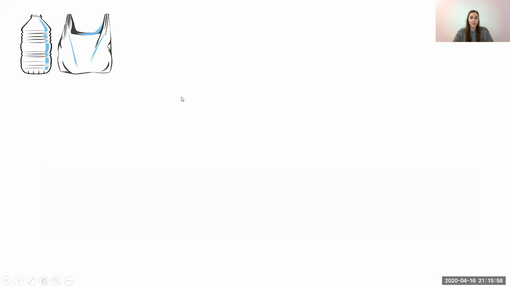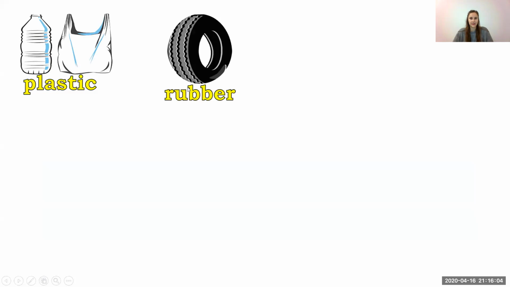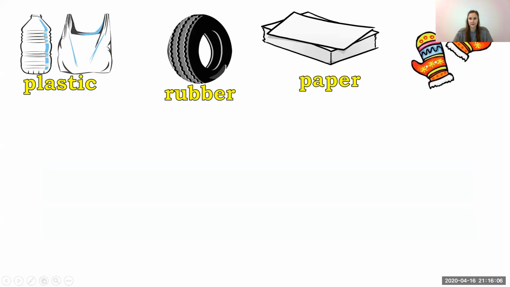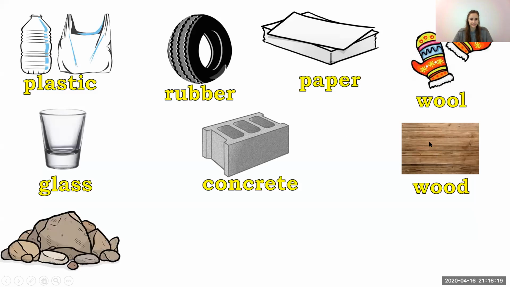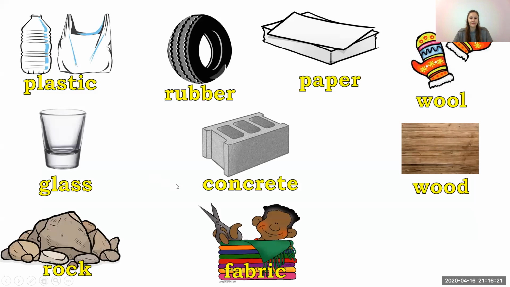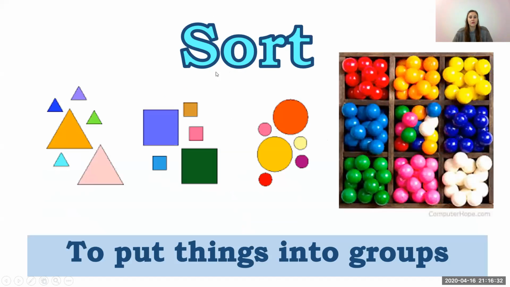So do you remember all the different types of materials? We get plastic, rubber, paper, wool that comes from a sheep, glass, concrete to make walls and floors, roads, wood, rock, fabric, okay, and metal. Remember, there are many different other types of materials. These are just some.